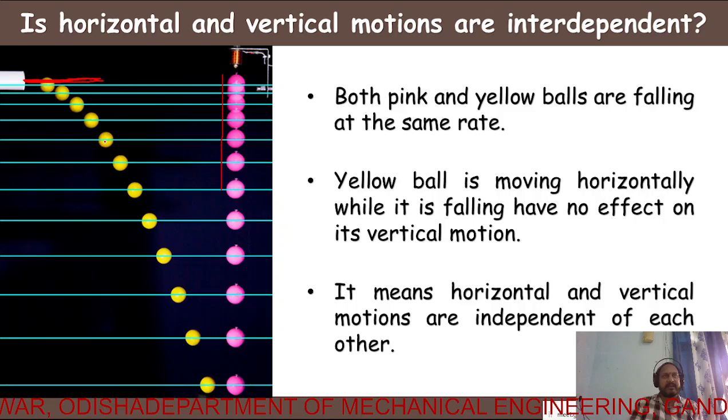Yes, sir. From here, what we came to know is that horizontal and vertical motions are totally independent of each other. They are not at all depending upon each other. No doubt, both the balls are falling at the same rate with the same velocity, but the paths followed in both the cases are different.